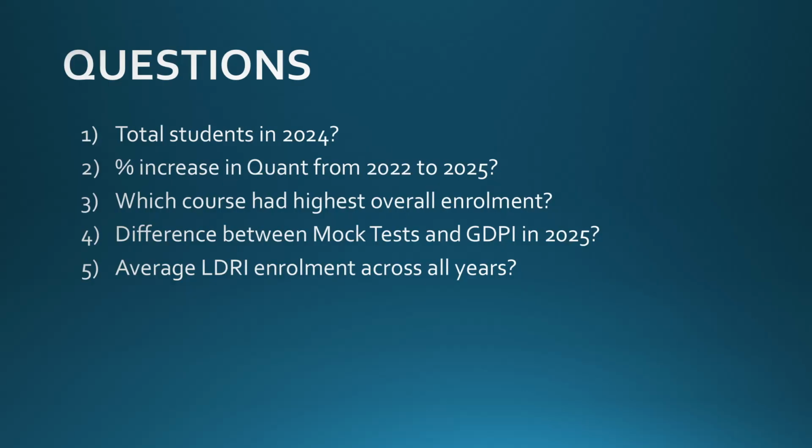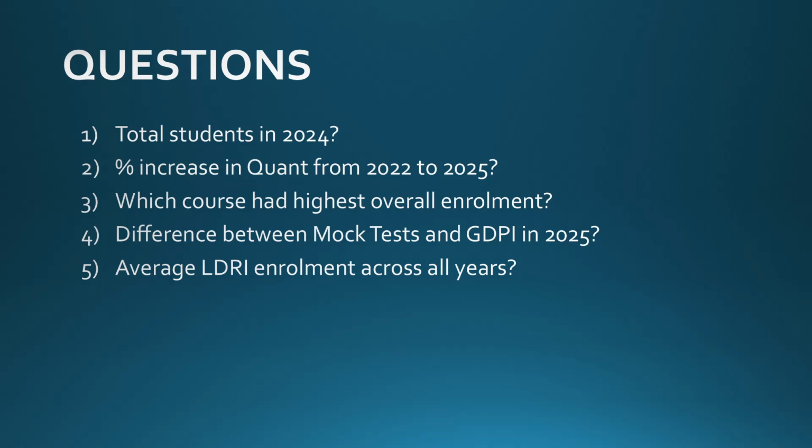First question, total students in 2024. It's a direct question. Second question, percentage increase in quant from 2022 to 25. Slightly calculation based question. Third question, which course had highest overall enrollment? Again, it's a direct question. Fourth question, difference between mock test and GDPI in 2025. It's a slightly calculative question. Fifth question, average LRDI enrollment across all years. So it's a slightly calculative question. So I see here two questions are direct and three involve small calculations. So it's an easy set and we will attempt it.